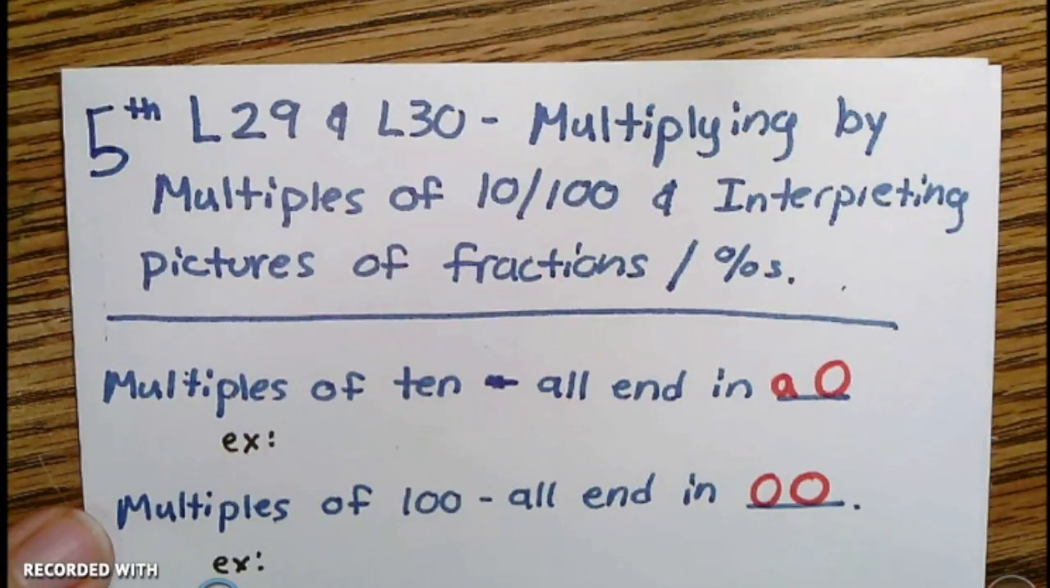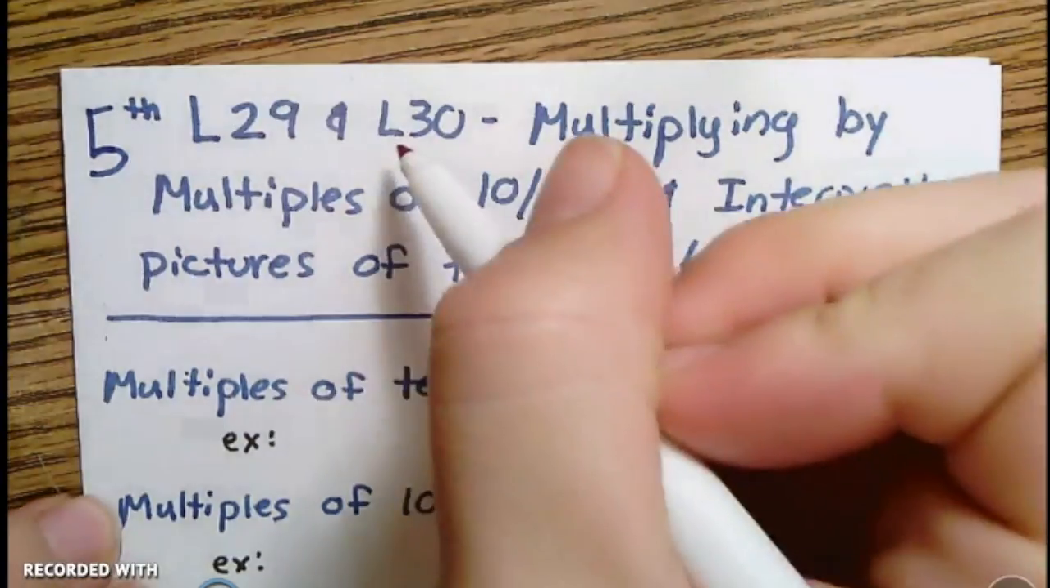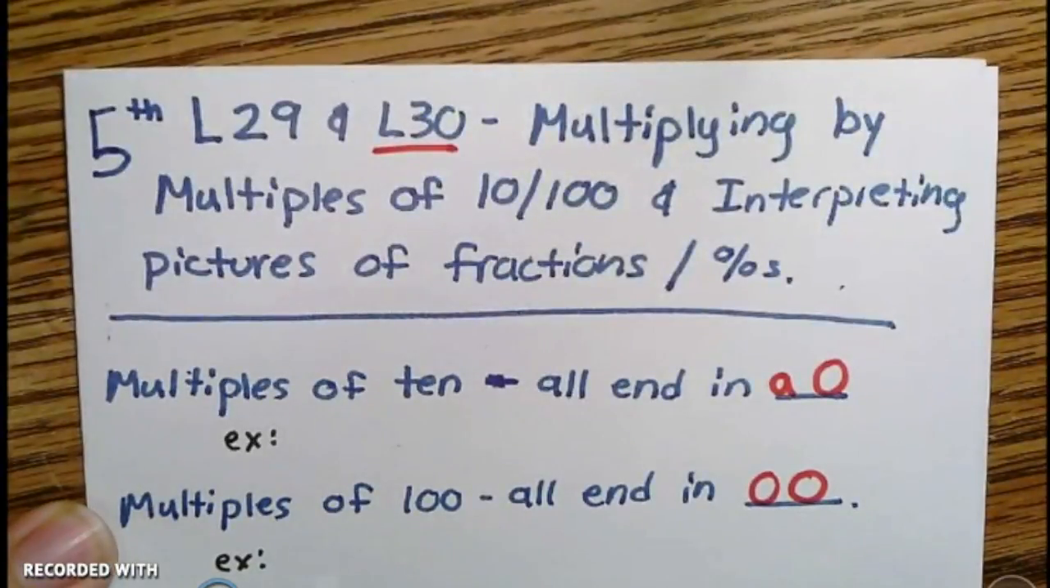Today, lesson 29 and lesson 30. You will do lesson 30 tomorrow when you're doing your mixed practice. It's on multiplying by multiples of 10 and 100 and interpreting pictures of fractions and percents. So, multiples of 10. Here's the trick.